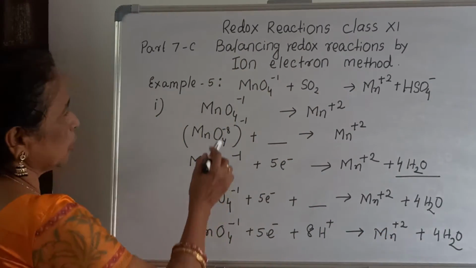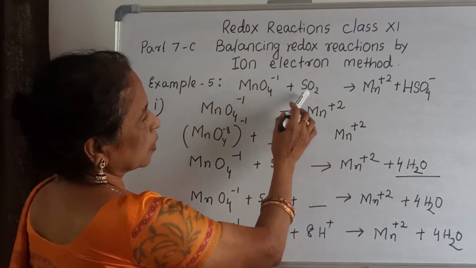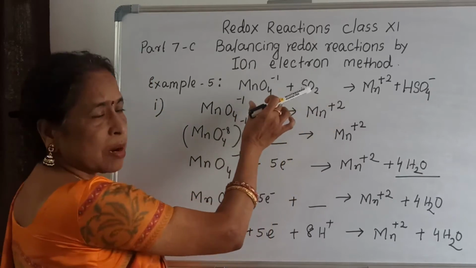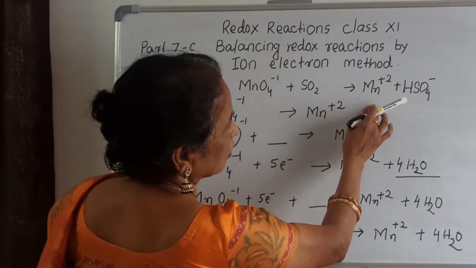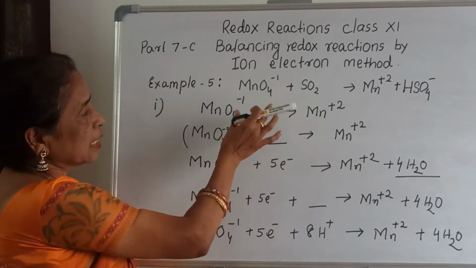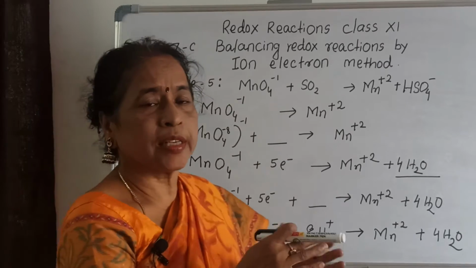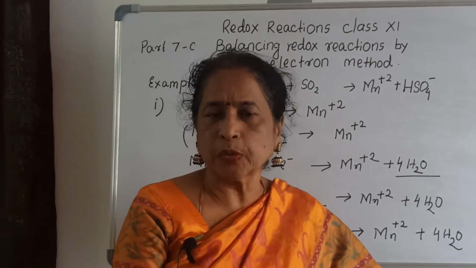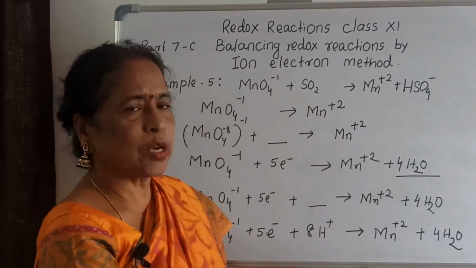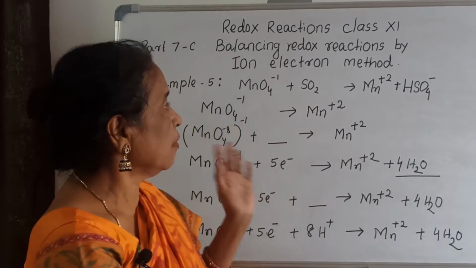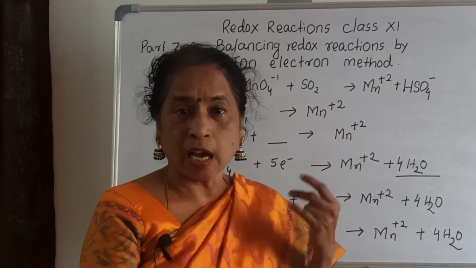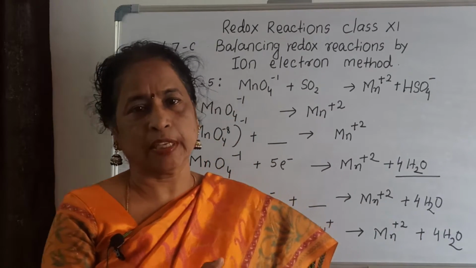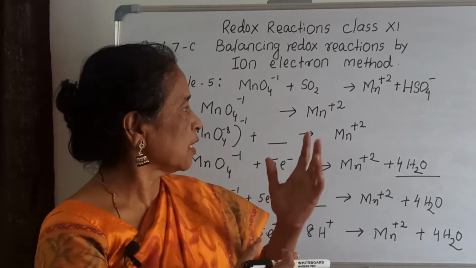Now this is the question: MnO4 minus 1 plus SO2, that means these are in ionic form. This is a molecule, but this is an ion, and this also is an ion. That means the first point is that the equation should be converted to ionic form. Already the question is given in ionic form, but here we will see what the half reactions are, where oxidation takes place and where reduction takes place.